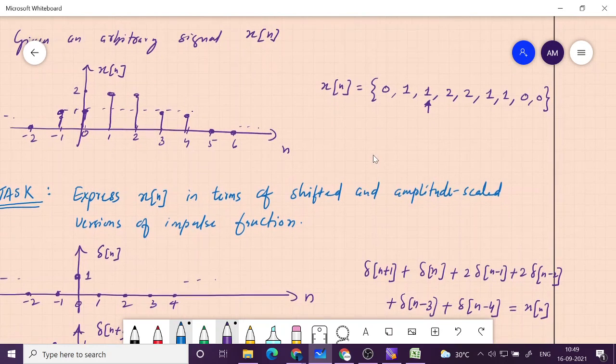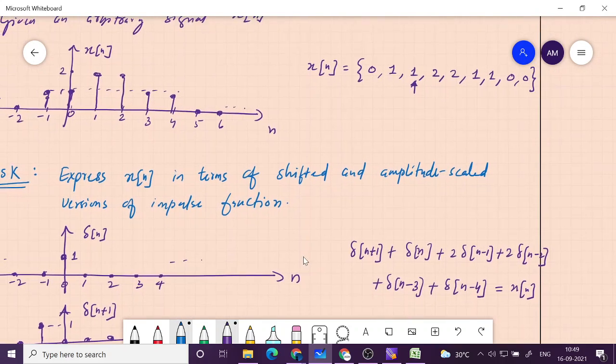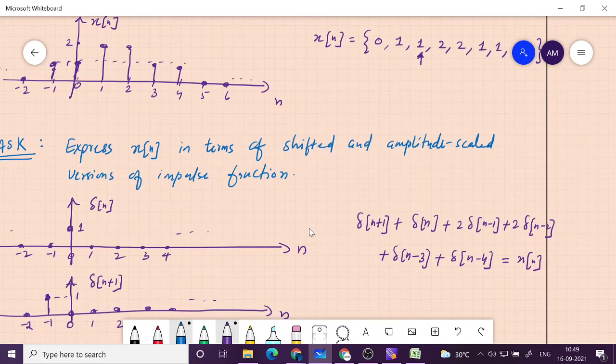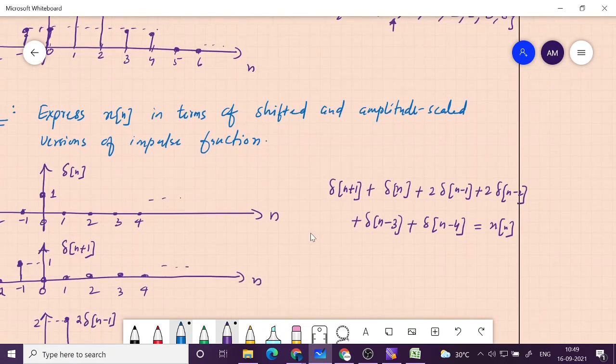Do you agree with this? This is my x of n. So if I add all of these components, these are all individual functions. If I add all these functions, I will get back my x of n. Do you agree with this? Yes, sir. Very good. Okay.